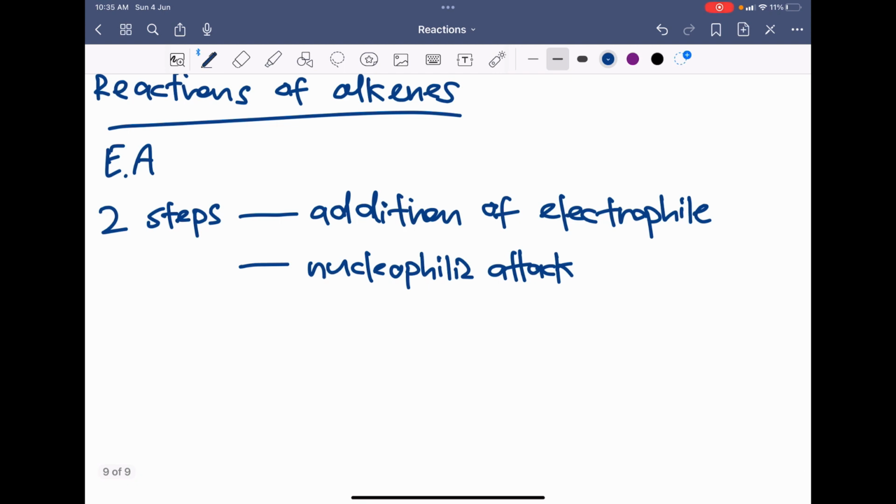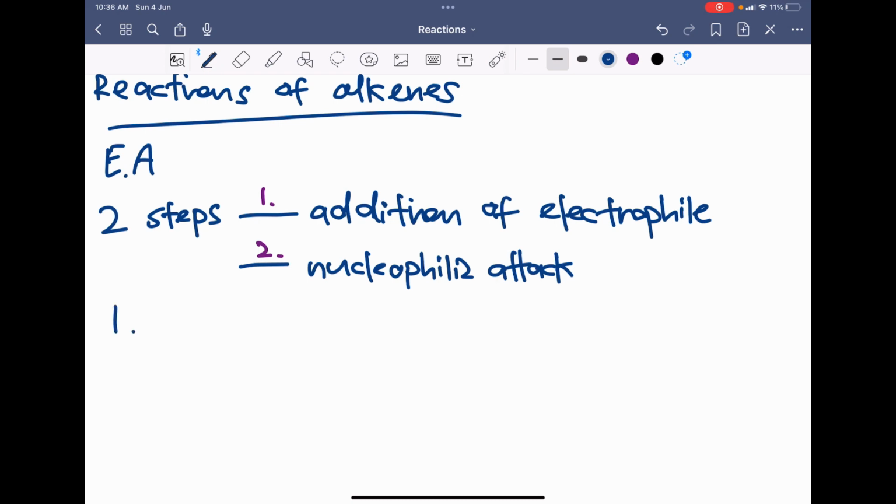Okay, so a few things to note about this mechanism. It may sound like a handful now, but it's actually not very complicated. You add the electrophile and you have a nucleophilic attack. You don't actually have to write the name of the steps, you can just write step 1, step 2. This is the first step, this is the second step. A few things to note about electrophilic addition.